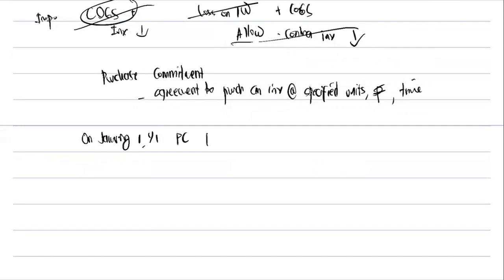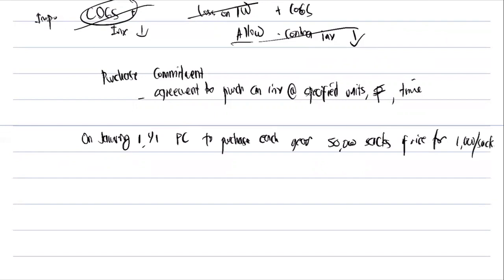So, for example, on January 1, year 1, we entered into a purchase commitment to purchase each year 50,000 sacks of rice for 1,000 per sack, for 3 years. Okay, for 3 years. Now, what is our problem in your purchase commitment? You already set the price, because the price is specified.